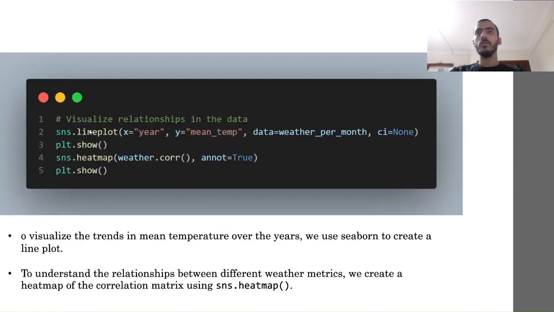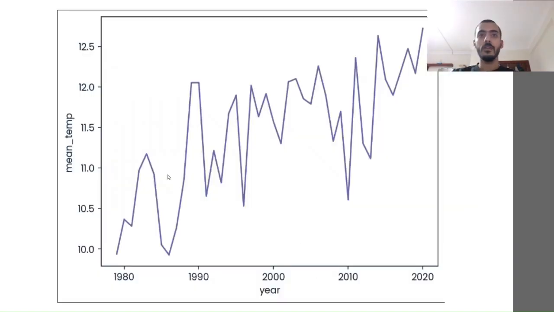In this section we use Seaborn to create a line plot, and the lineplot function plots year and month on the x-axis and mean temp on the y-axis, so we can visualize the trend in mean temperature over the years. And here to understand the relationship between different weather metrics, we create a heat map, and using this heat map will help us to identify strong relationships that may be useful for predictive modeling. Here we can see the output for the previous code.